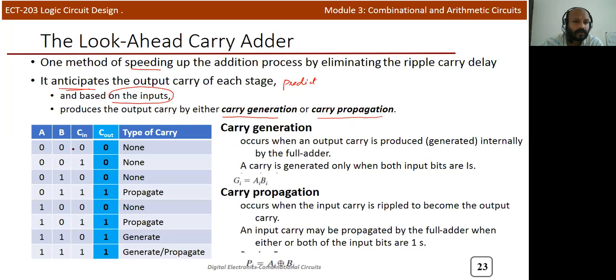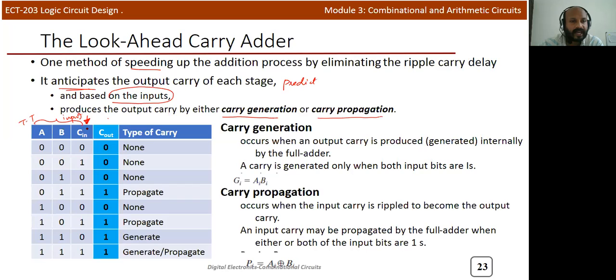Okay, so here you can see the truth table of the full adder. A, B, C in will be the inputs, so the three inputs, and this is the C out. Now we are discussing only the C out. In each case, the C out is calculated based on A, B, C in. But in ripple carry adder, we will wait for this C in. That's the main issue that we are facing.